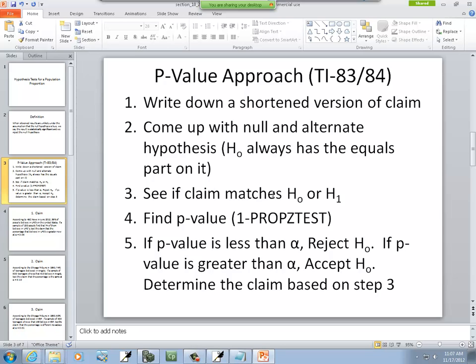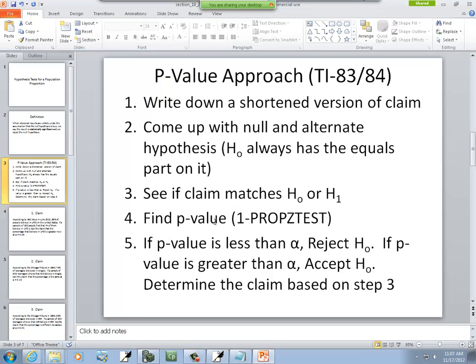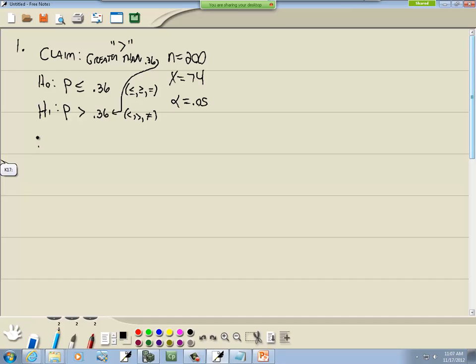Okay. See if the claim matches H0 or H1. Well, this is a greater than symbol, and this is a greater than symbol. So it actually matches H1. It says find a p-value. We'll use one prop z test. So one prop z test.